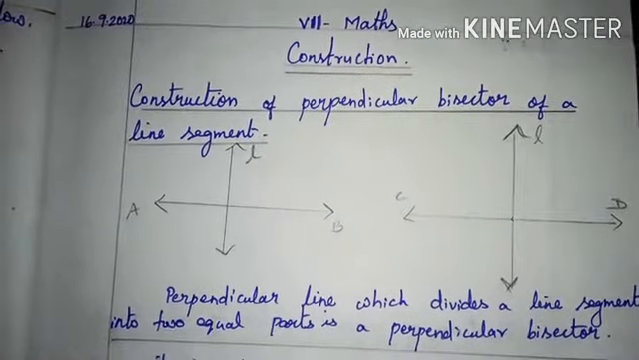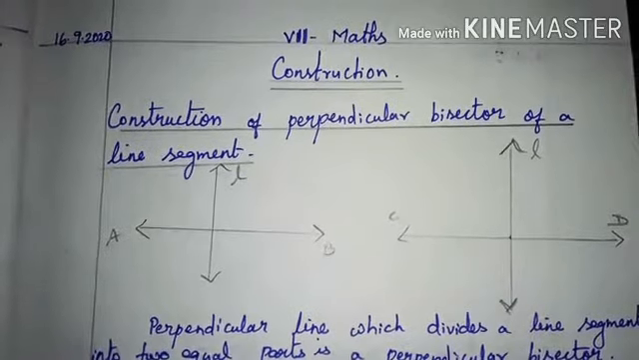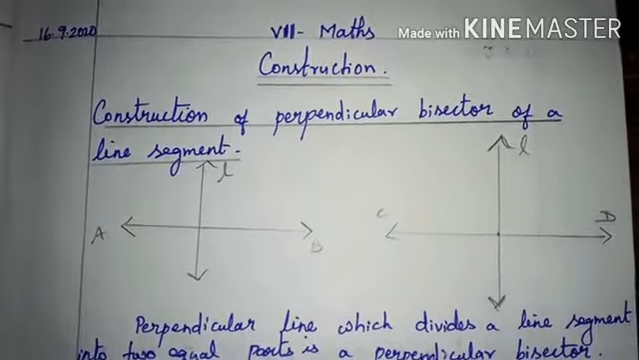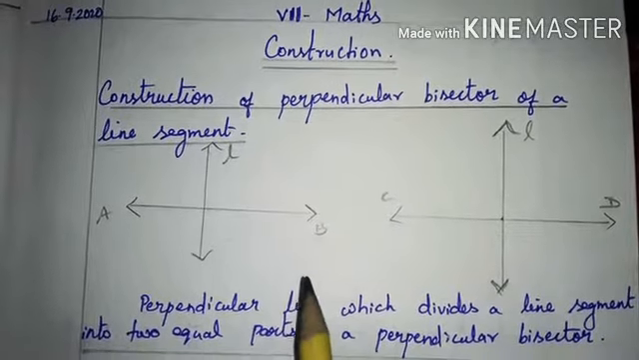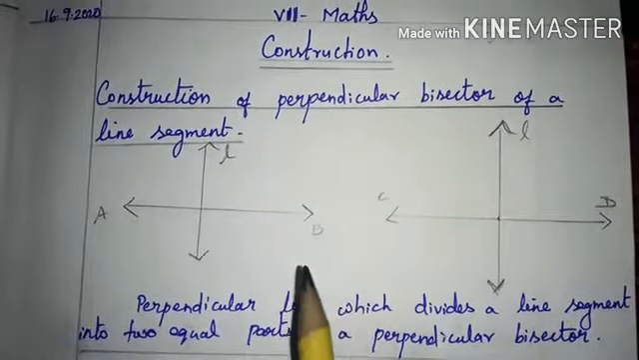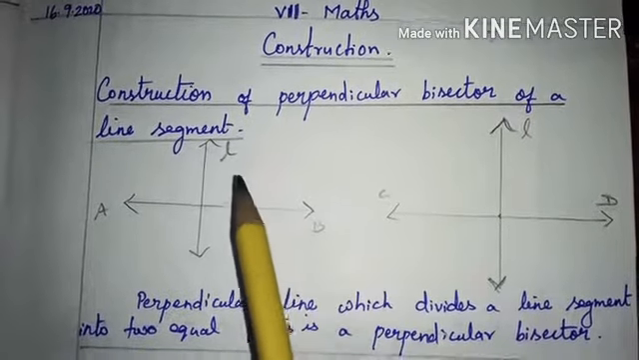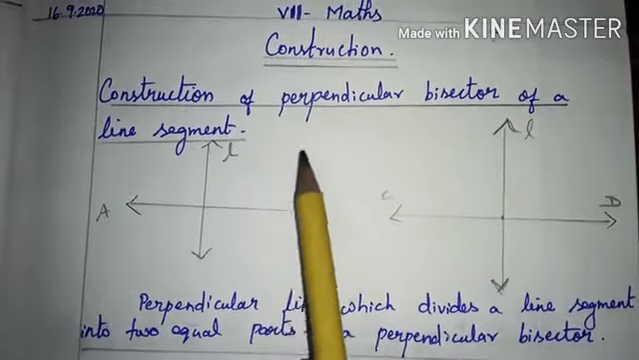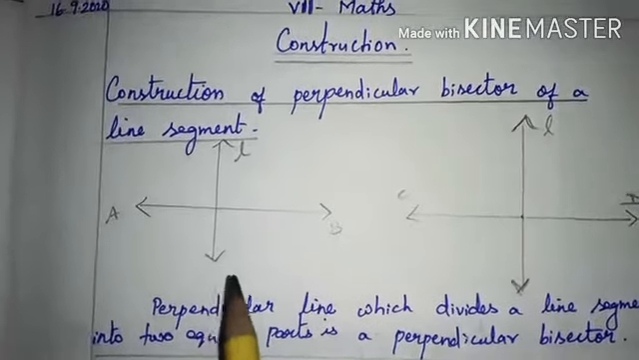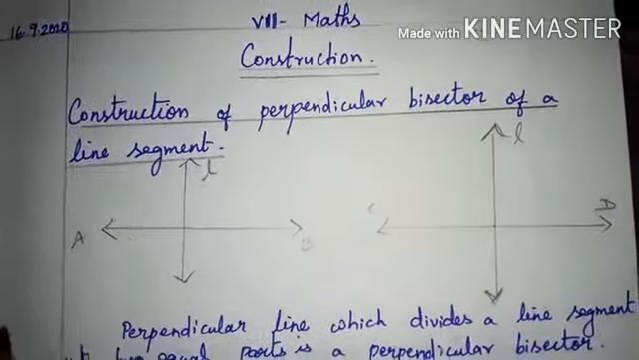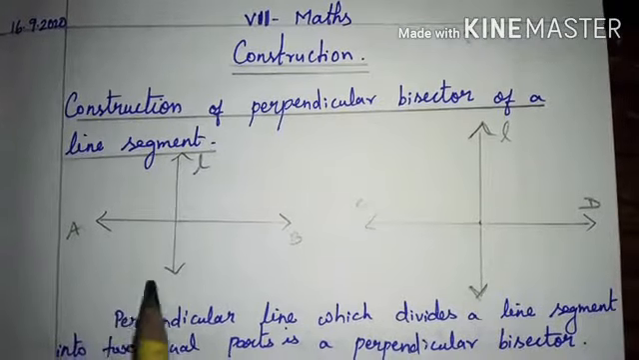Construction means to draw lines, angles and shapes accurately. In earlier classes, you learned to draw line segments, parallel and perpendicular lines, and an angle using a protractor. Today we are going to learn how to construct the perpendicular bisector of a line segment and the angle bisector of a given angle. First is the perpendicular bisector of a line segment.